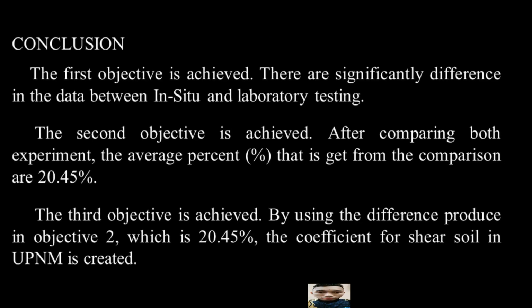There are three conclusions that have been drawn at the end of the experiment. The first objective is achieved. There are significant differences in the data between in situ and laboratory testing. The second objective is also achieved after comparing both experiments. The average percentage that is obtained from the comparison is 20.45%. The third objective is achieved by using the difference produced in objective 2, which is 20.45%, and the coefficient for shear soil in UPNM is created.